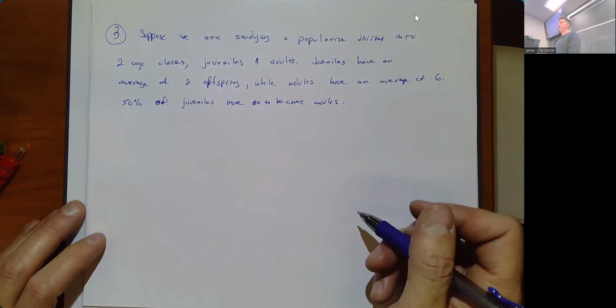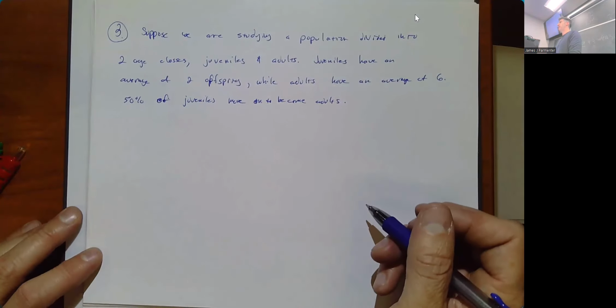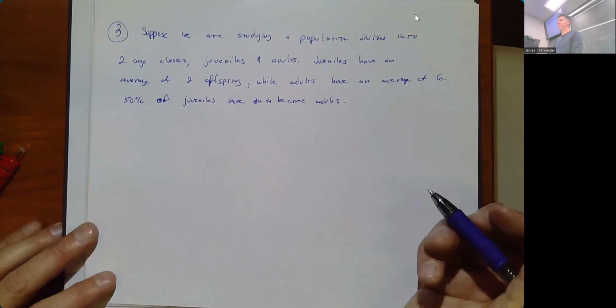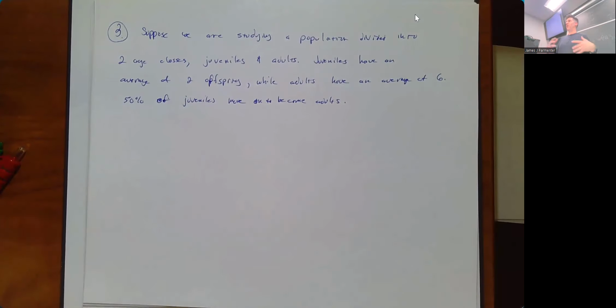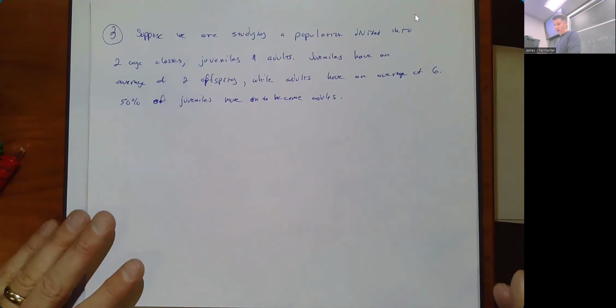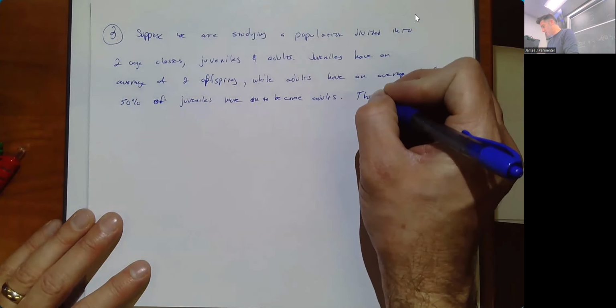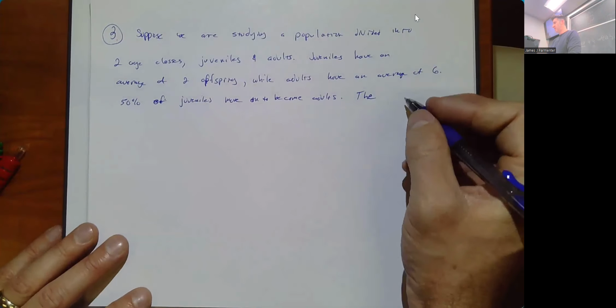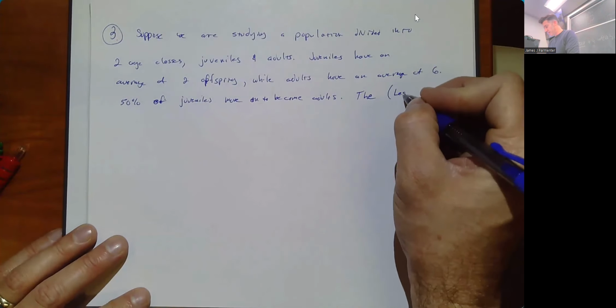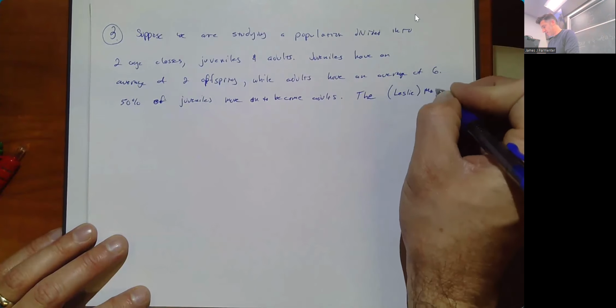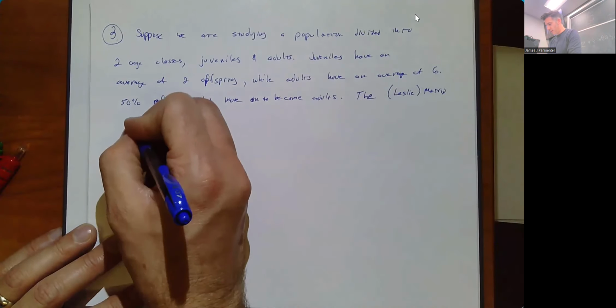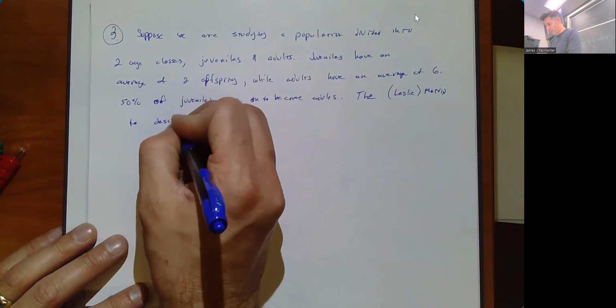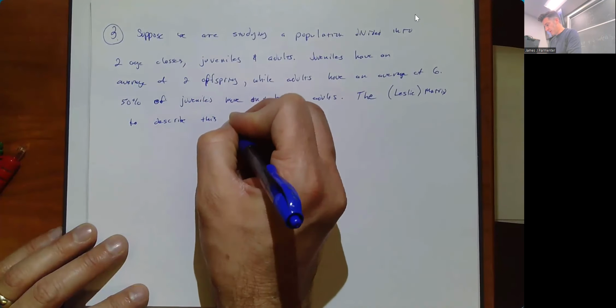And adults don't move on to become adults. Adults just die. Usually the oldest age group either has some percentage of them survive to continue being that, or they just all go away. So let's write the matrix to describe this. The Leslie matrix to describe this is the following.